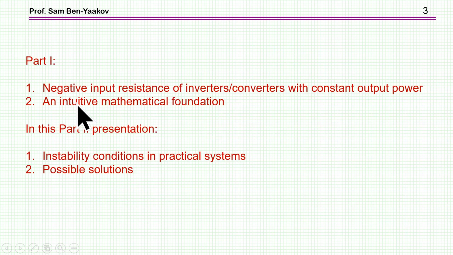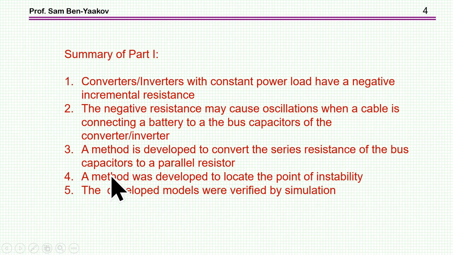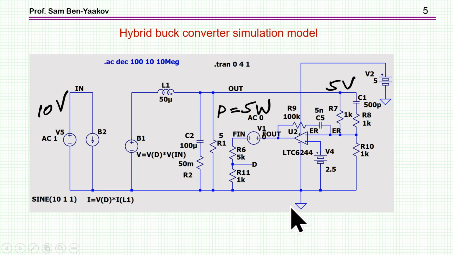In part 1, I showed that inverters and converters do have a negative input resistance, and that this could bring about oscillation, and I also laid out the mathematical foundation to understand all the relationships involved. In this part 2, I'm going to talk about instability in practical systems and then point to possible solutions. So here I'm starting off with a simulation of a buck converter.